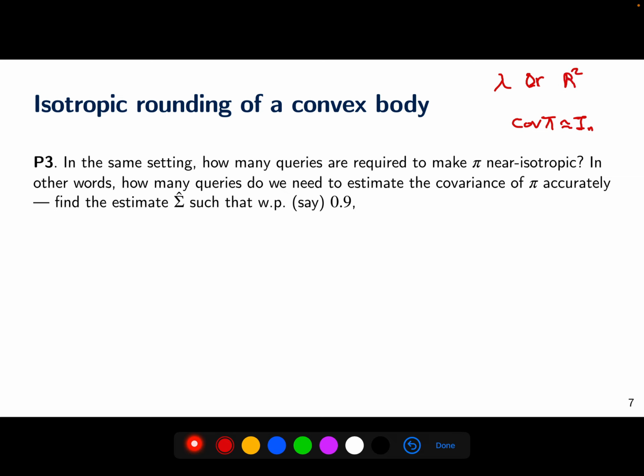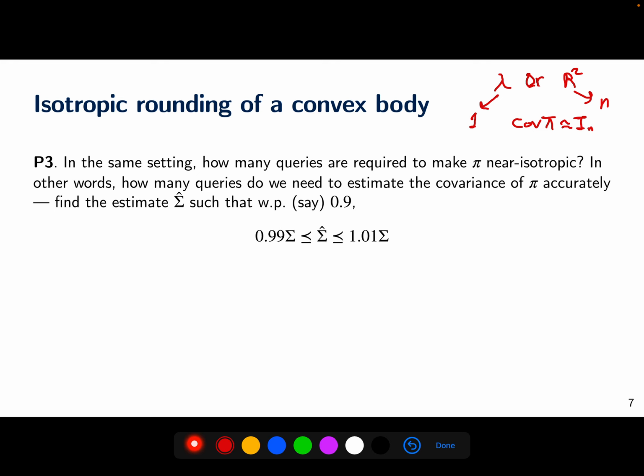But if your convex body K is highly skewed, lambda or r squared could be very large, so your sampler might suffer from poor mixing. That's why you want to make sure phi is close to identity. In such a case, lambda would be 1, and r squared is going to be n. And this isotropic rounding question can be translated into a slightly different question, which is how can you estimate the covariance of phi as accurately as possible?